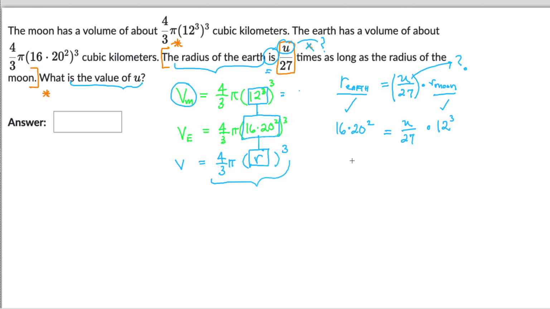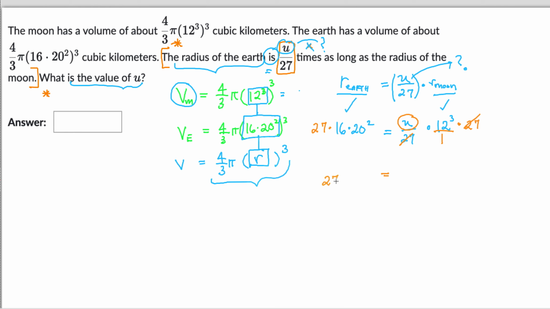And now your last task, once you have this equation, once you've realized all of this tricky nonsense, is that you need to solve for u. So in order to solve for u, you got to get it by itself. Remember that this is 12 cubed over 1. So what do you want to get rid of? It's up to you. You can get rid of the 27 by multiplying by 27 on both sides, because 27 divided by 27 is 1. Whatever you do to one side, you have to do to the other side.